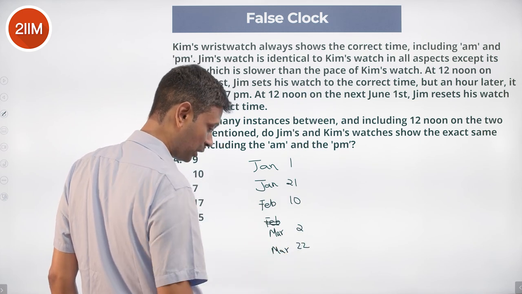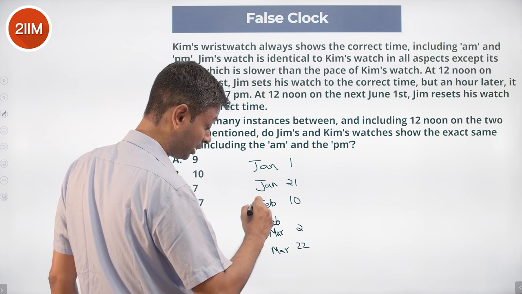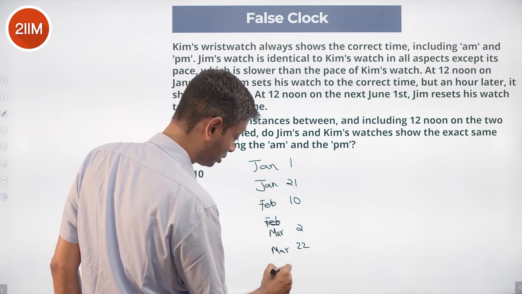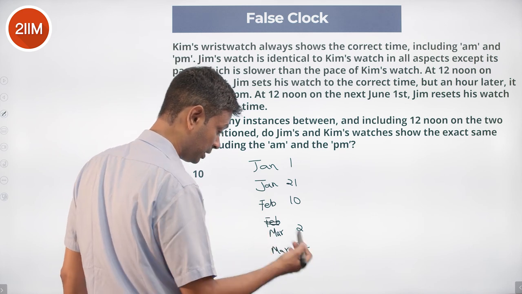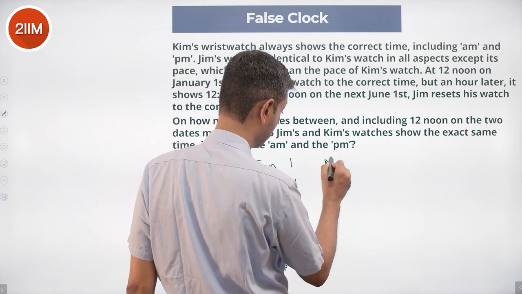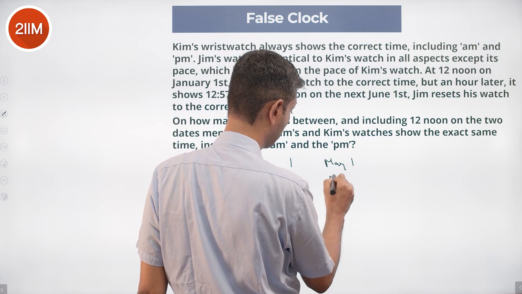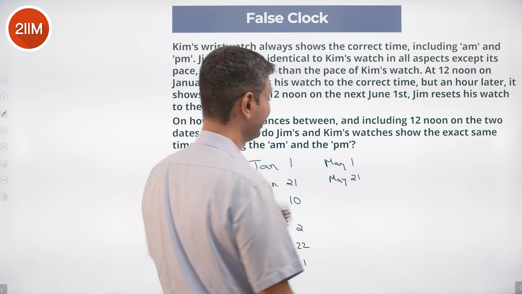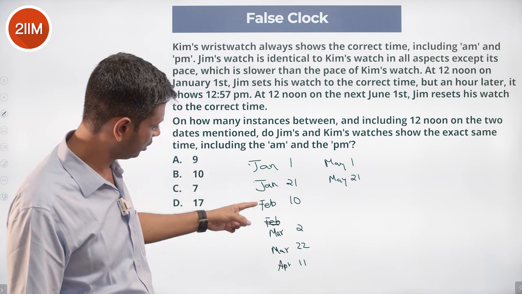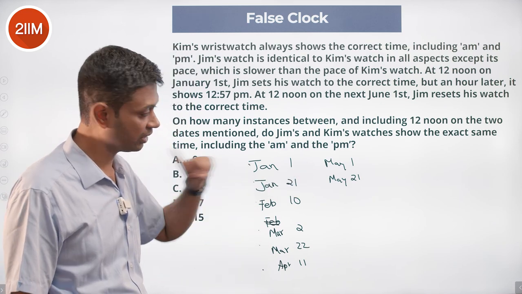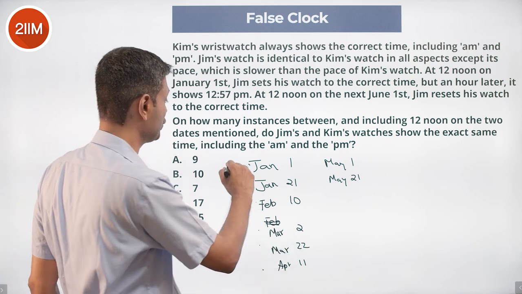March 21st, then April 2nd, April 12th, April 21st, April 31st is May 1st, May 21, just as we thought. The next one is way beyond June 1. That simply doesn't matter. 1, 2, 3, 4, 5, 6, 7, 8. 8 times, including Jan 1.